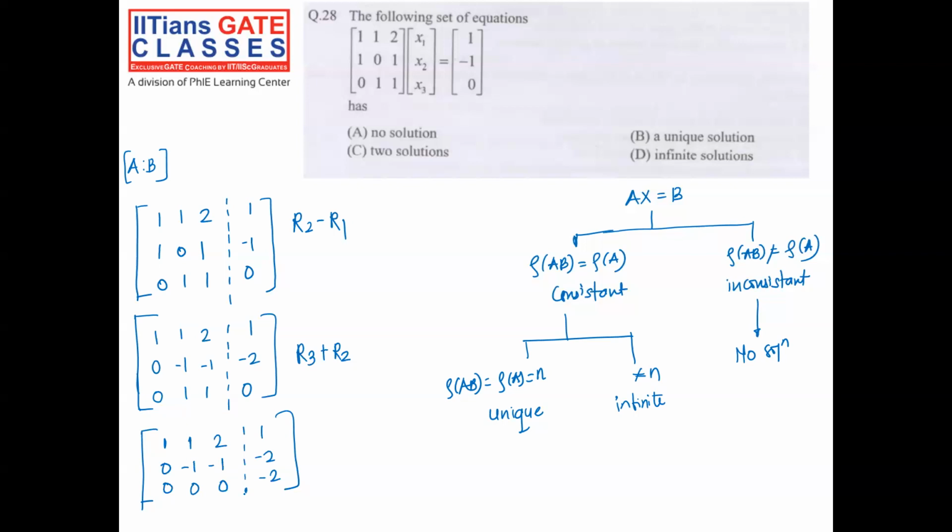If you just focus on matrix A here, we can clearly say the rank is 2, and the rank of the overall matrix is 3. Hence, it comes under the second case, inconsistency, where the rank of AB is not equal to rank of A. Hence, for this set of equations, we'll say it will not have a solution. So option A is correct in this case. It means no solution.